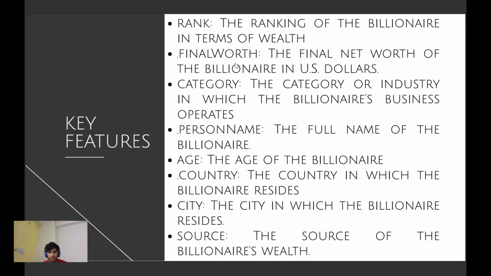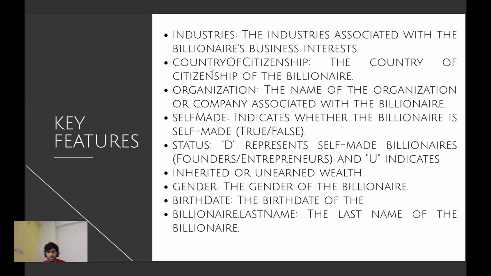These are the attributes in the dataset: rank, final worth, category, person name, age, country, city, and source by which the billionaire earned. Next are industries, country, citizenship, organization, and self-made or inherited. Self-made means they worked from scratch or built their own company from scratch. Inherited means they took it from their family or some dynasty.